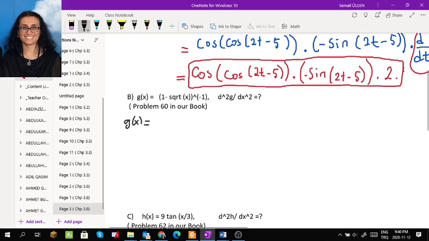g of x is equal to 1 minus square root of x, to the negative 1. Okay, so here we are going to find the first derivative first. The first derivative, which is g prime of x, is going to be equal to, we are going to apply the power chain rule. So I'm going to write that, apply power chain rule.